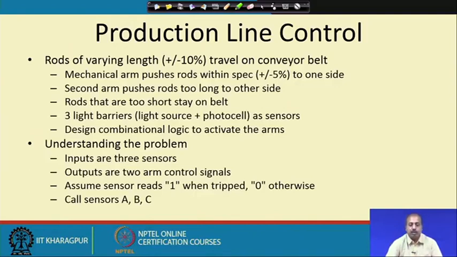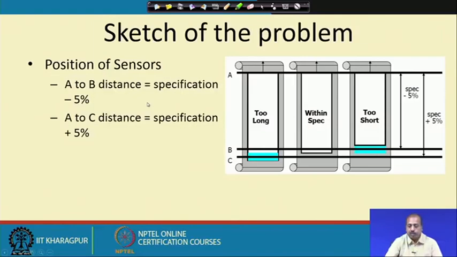The rods are produced with an accuracy of plus or minus 10%, but we want the rods to be on the proper specification. So, this is the specification, and this is within specification. If the rods are within specification, then they will pass. If the rods are shorter, that is too short, so they will be taken out on this line. Similarly, if the rods are larger, like here, so it is too long, then also they will be taken out.